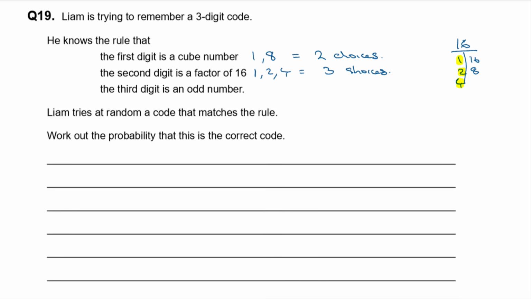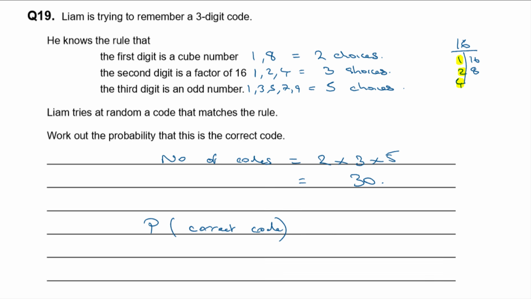And then finally, the third digit is an odd number. Okay, so again, we did this earlier, didn't we? 1, 3, 5, 7, 9. There are 5 choices for the final digit. Okay, so then how many choices are there altogether? Number of codes: it's going to be 2 times 3 times 5, isn't it? 6 times 5, there are 30 different codes you could pick. So the probability of a correct code picked at random, he's picking one code out of 30 possible, so that's 1 in 30, isn't it? So he's got 1 chance in 30 of getting it right.